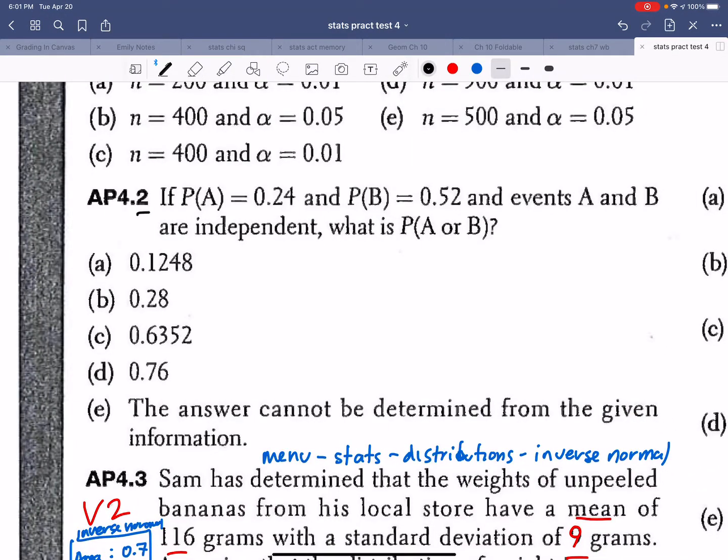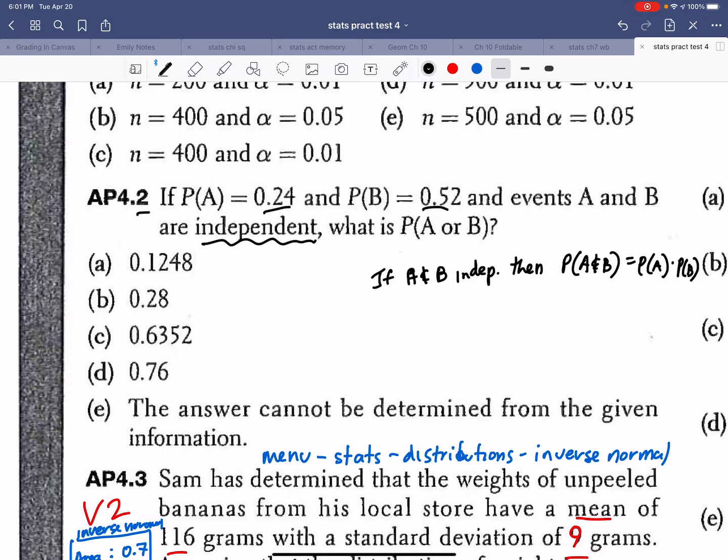It says the probability of A and the probability of B are given, and the events A and B are independent. So if we look at our study guide, it says that if A and B are independent, then to calculate the probability of A and B, we can just multiply them.